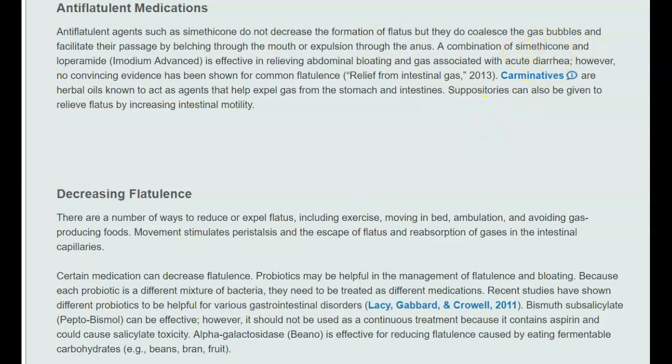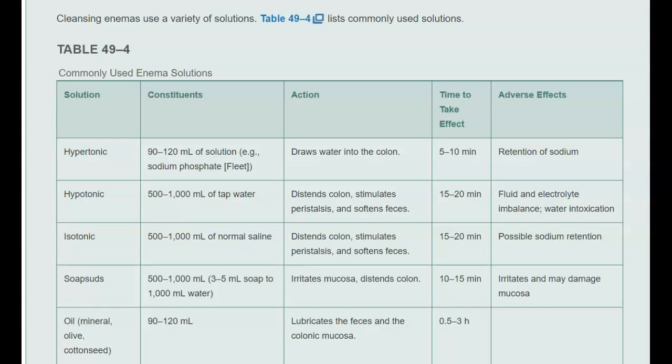Okay. Table 49-4 is about cleansing enemas. Look at this table so you can understand what each one is for. I found another clinical alert. Please read.